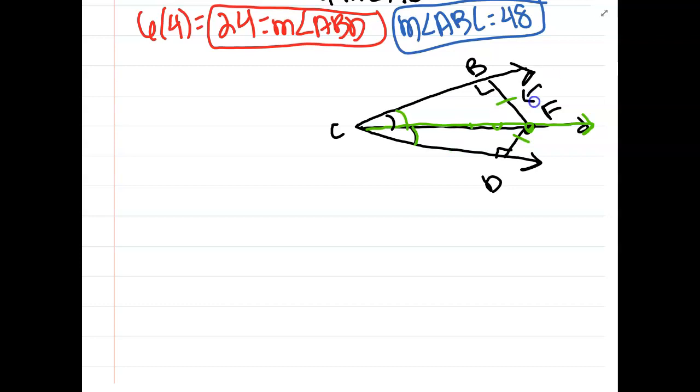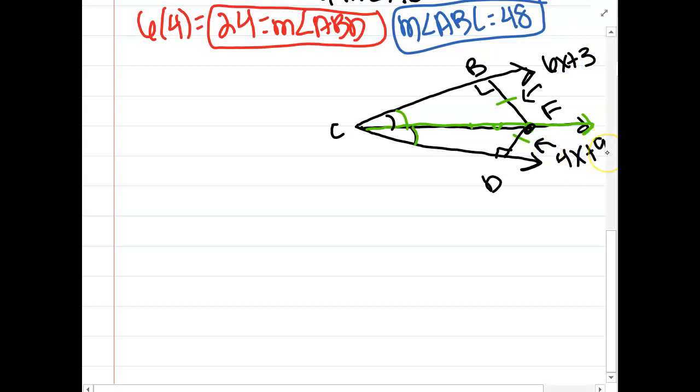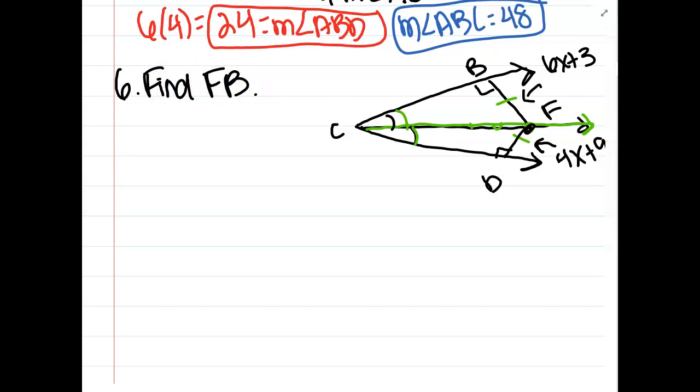So, if I were to tell you that BF is 6x plus 3 and FD is 4x plus 9, for number 6, I want to find FB. So I am wanting to find this. Now, in order to find FB, what do I need to know first? I don't know what x is. How are we going to find out what x is?